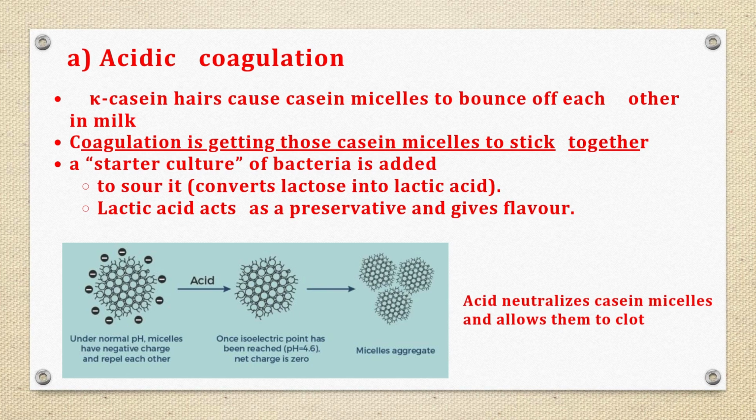First, let's talk about acidic coagulation. In fresh milk, kappa casein hairs on the surface of casein micelles cause them to repel each other, to bounce off one another. So coagulation is essentially the process of getting those casein micelles to stick together. How do we do that?